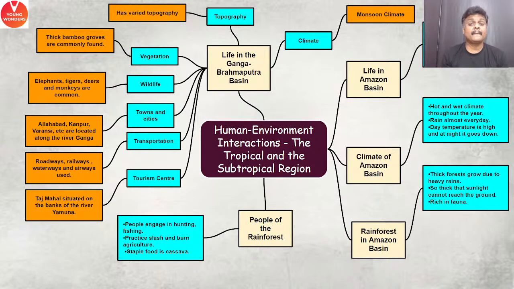So when we speak about life in the Ganga Brahmaputra basin, you should know what the climate is, the topography, what kind of forest and vegetation is there, and what kind of wildlife is there. When we speak about these basins, these are areas you should think about. You should divide it up and remember. So if you take the Ganga Brahmaputra basin: height, topography, vegetation, the forest, wildlife, what kind of cities are covered in the basin, tourism, how do people survive there, what is the major source of living, is tourism there, etc.